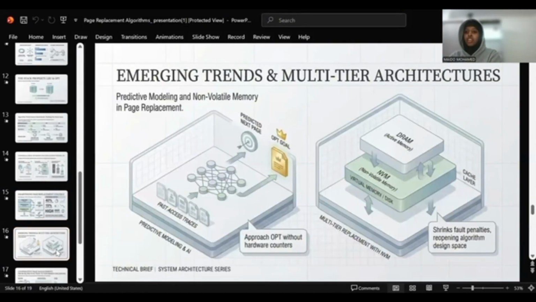Emerging trends, AI, and multi-tier memory. The future of page replacement includes predictive modeling and new memory technologies. AI models can analyze past access traces to predict the next page, moving closer to OPT without hardware overhead. Multi-tier memory such as DRAM plus non-volatile memory reduces fault penalties and creates new design opportunities.